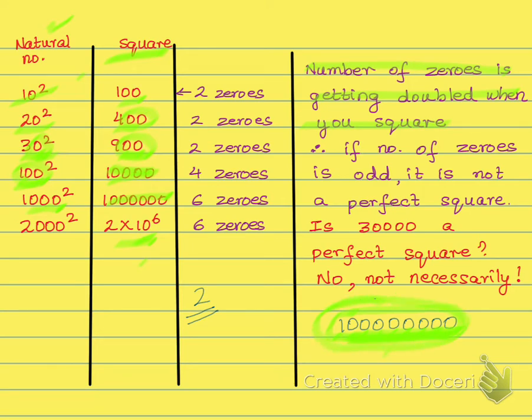But if I take the example of 300, so we have 3 with 4 zeros in front of it. Is it a perfect square? No, not necessarily.